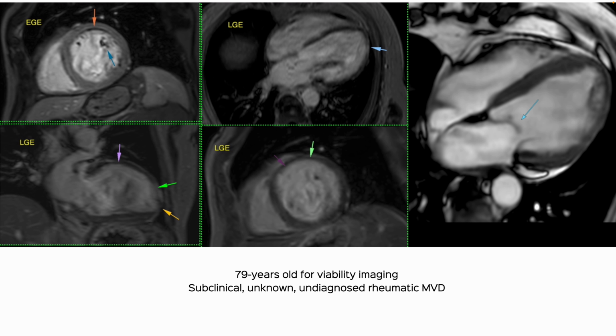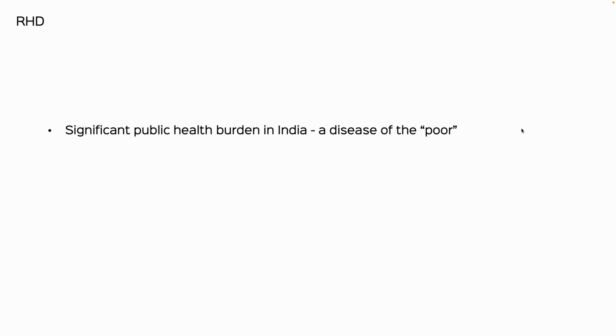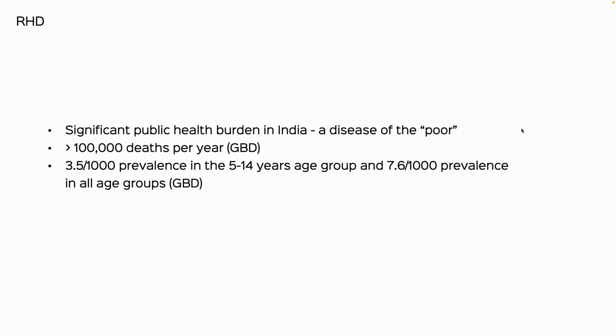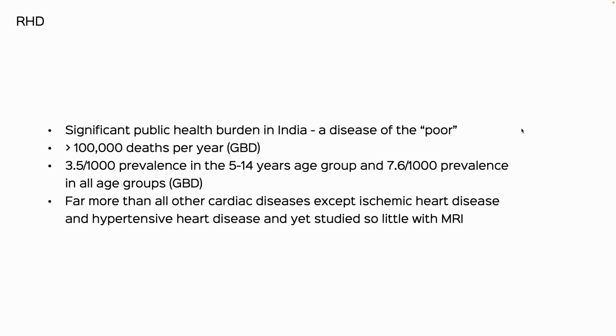Perhaps in this patient at this age it makes no difference, but if you can do this with younger patients, perhaps it will make a difference. Remember, it's a significant public health burden in India. Disease of the poor, with greater than 100,000 deaths per year across the world. 3.5 out of every 1,000 kids is the prevalence in the 5 to 15 years age group, and 7.6 per thousand in all age groups, again across the world.